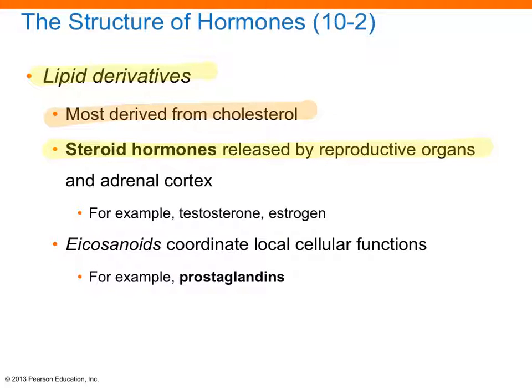The next type are lipid derivatives, and they are mostly derived from cholesterol. Steroid hormones are released by reproductive organs and the adrenal cortex, for example, testosterone and estrogen. Eicosanoids coordinate local cellular functions, for example, prostaglandins.